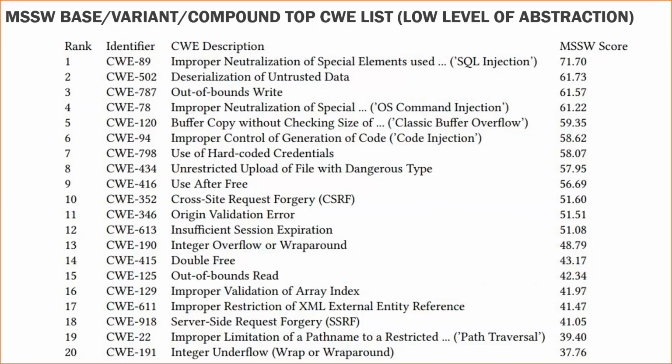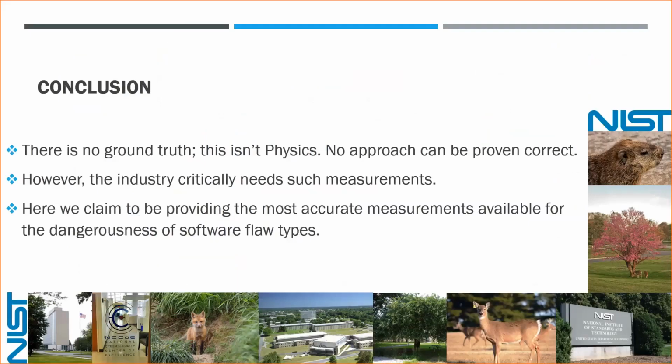So in conclusion, just to back way out, to abstract way out, just to say that there's no ground truth here. This isn't physics. We're combining together multiple security attributes, severity and frequency, and there's no provably correct answer. However, the industry critically needs such measurements, and so we can't avoid doing them, and we need to do the best that we can do. And here we claim to be providing the most accurate measurements available for the dangerousness of software flaw types.